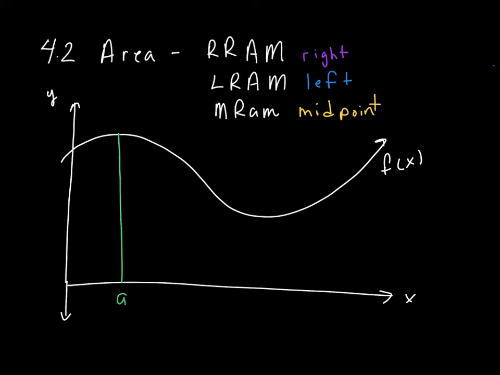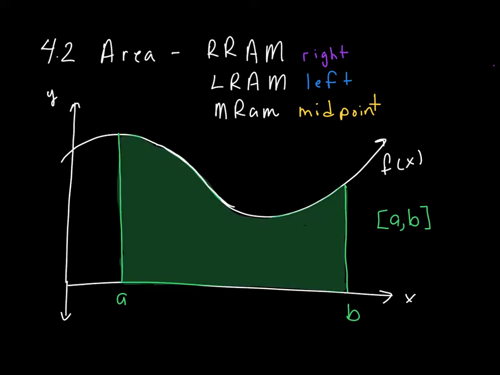So I want to find the area underneath this curve that goes from A to B. And this A to B is my closed interval, and the function must be continuous inside here. Now, I'm going to go ahead and shade the area we're looking for. So that's the area we want to find. So the way we're going to do this is break this down into different rectangles.